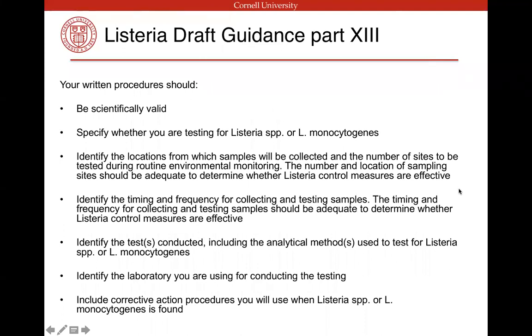There's also a section on what your written procedures should be. For example, they should be scientifically valid. They should specify Listeria species versus Listeria monocytogenes, identify locations, identify timing, identify the tests and the labs, and corrective actions. And for those of you who are using the PMO, which I'll mention in a second, these are actually the same.